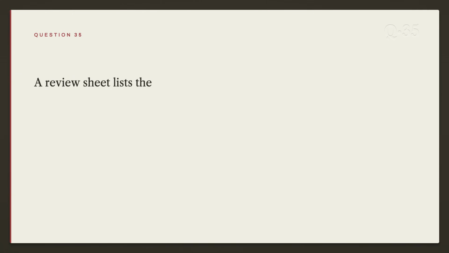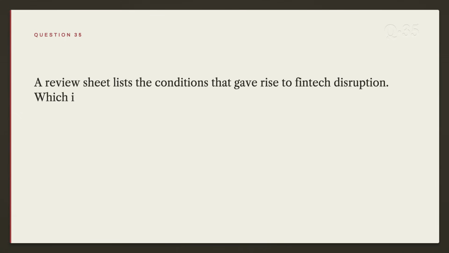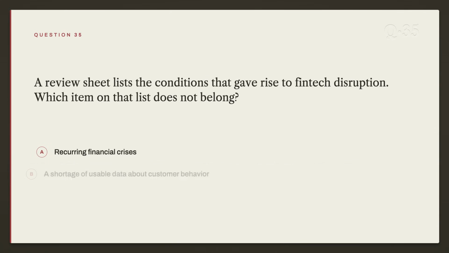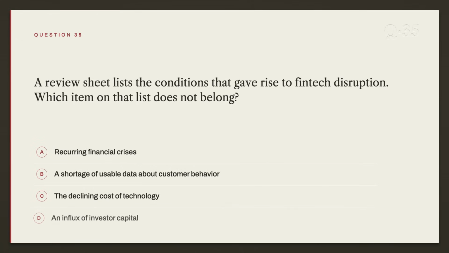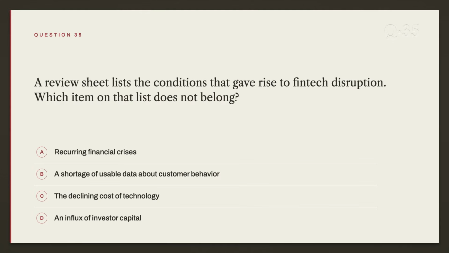Question 35. A review sheet lists the conditions that gave rise to fintech disruption. Which item on that list does not belong? Your options are: A. Recurring financial crises. B. A shortage of usable data about customer behavior. C. The declining cost of technology. D. An influx of investor capital. Before I reveal it, which one do you think is right?